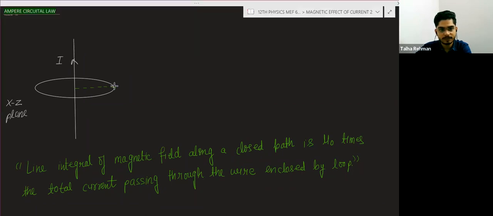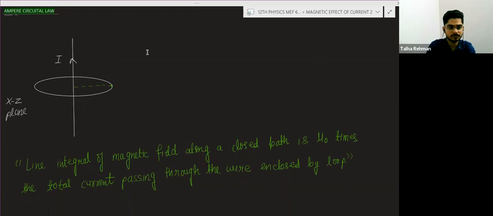The magnetic field will be along this direction, like this. The direction of the magnetic field will be like this. It will be tangent, inward.